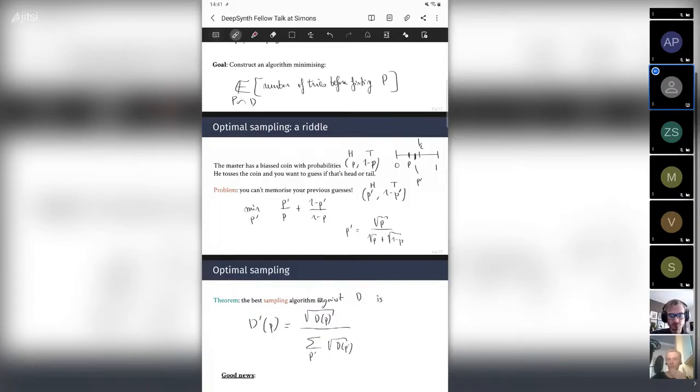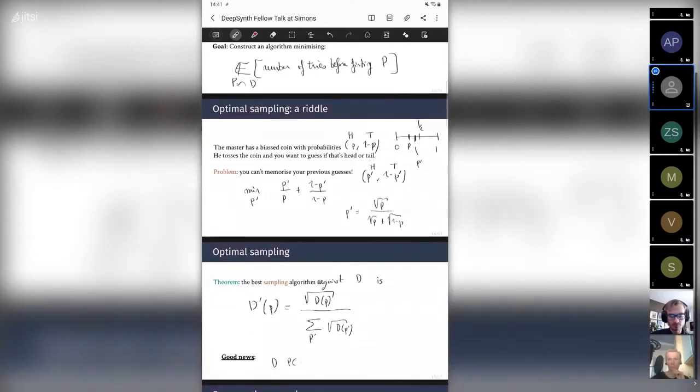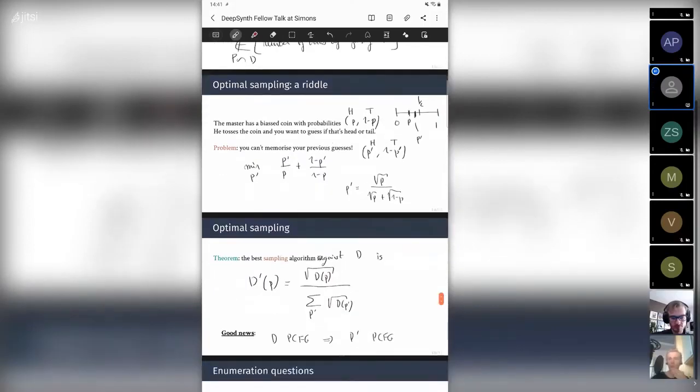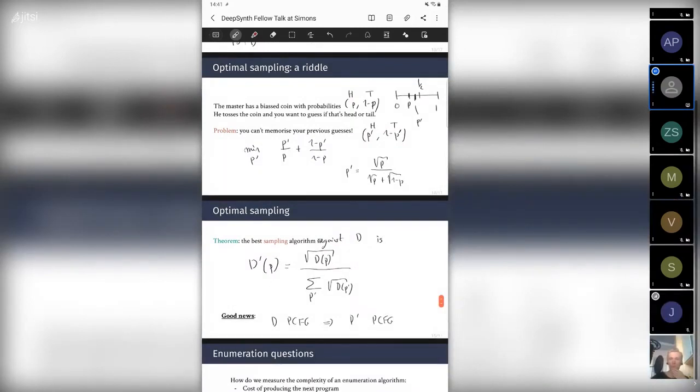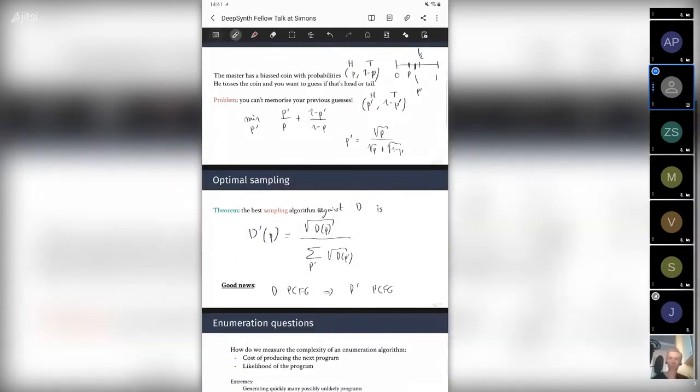And now the good news is that if D was given by a PCFG, which is what typically we have in program synthesis, then this D prime can also be given by a PCFG. And this can be actually efficiently computed. So now we have a good understanding of what kind of sampling algorithm we should use. This square root sampling, we call it. And we can actually implement it practically.